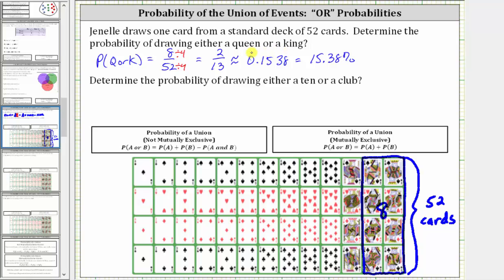meaning we cannot select a card that is a queen and a king at the same time. So if we were going to use a formula, we would use this formula here, which we'll explain in more detail in the next video.